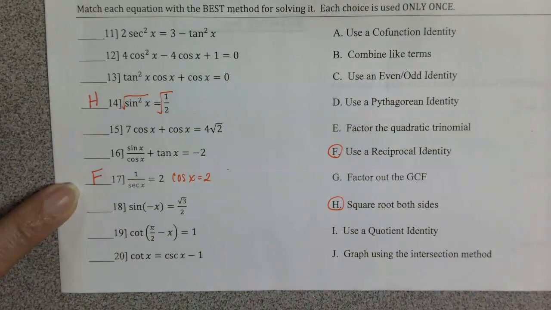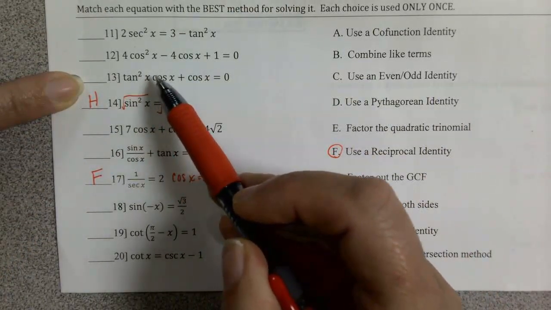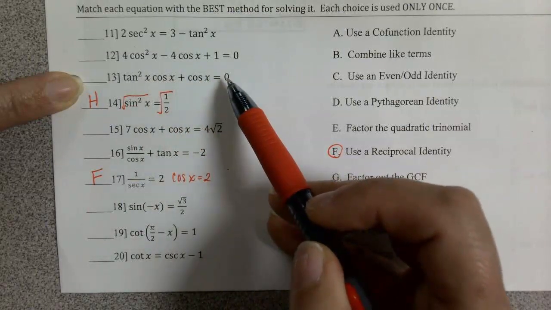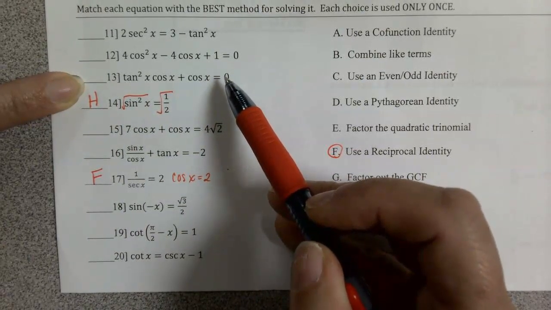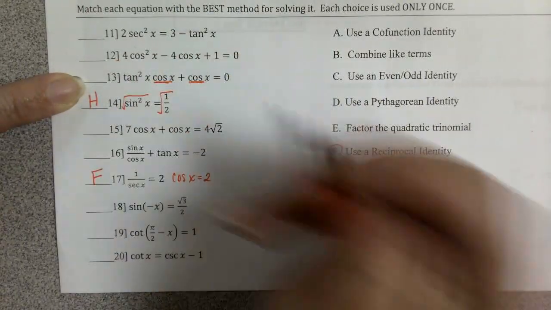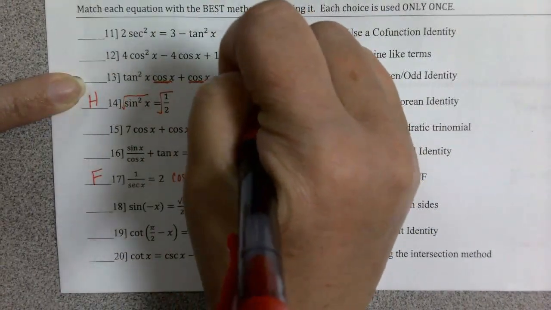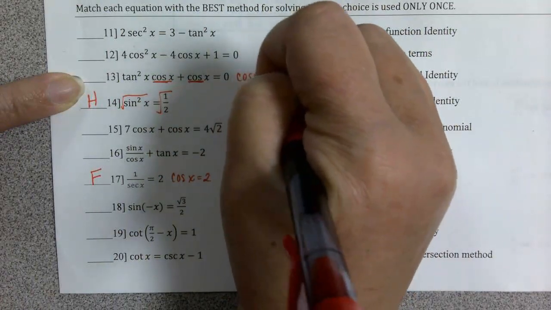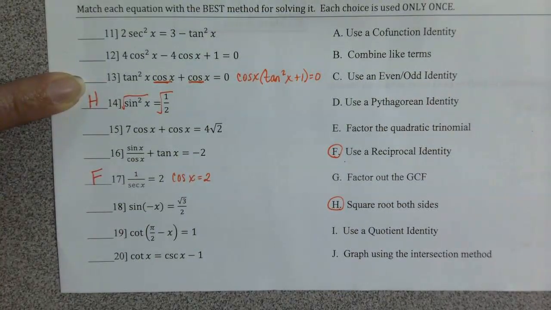Okay, then if we take a look at number 13, we've got tangent squared x times cosine of x plus cosine of x equals 0. Whenever your equation is equal to 0, you can try one of the factoring methods. And since we have a binomial here and each term has a cosine of x in it, we could factor that cosine of x out to the front as the GCF, and we would be left with tangent squared x plus 1 in the parentheses. So factoring out the GCF, that's option G for number 13.